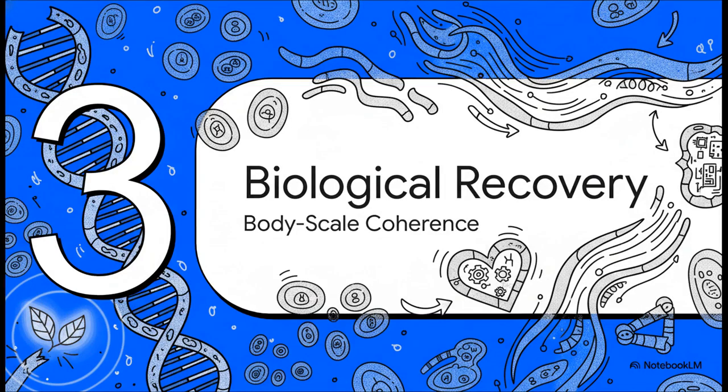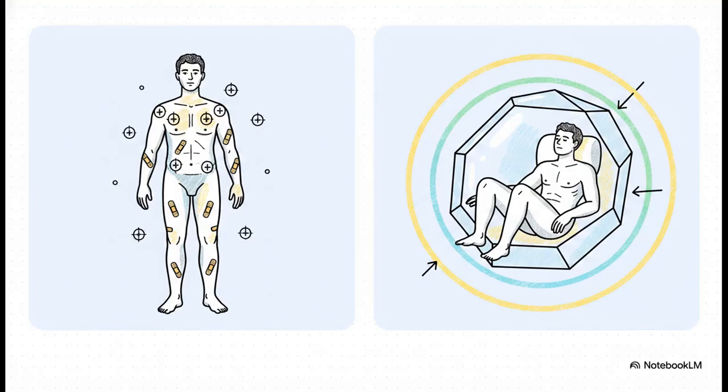Moving right along to Section 3, Engineering Biological Recovery, Body Scale Coherence. We're shifting gears from descriptive physics straight into bioengineering. Think about standard medical treatments versus a GEM-inspired biological coherence pod. Now, standard biology often looks at treating isolated symptoms, right? But through the lens of GEM, systemic fatigue or illness are fundamentally issues of lost persistence.